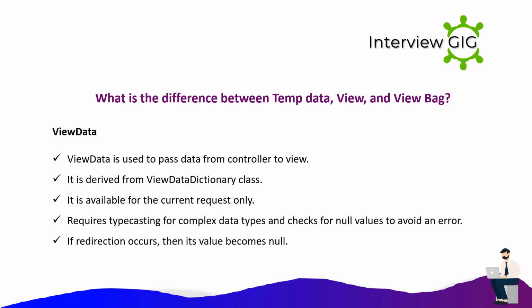What is the difference between TempData, ViewData and ViewBag? ViewData. ViewData is used to pass data from controller to view. It is derived from the ViewDataDictionary class. It is available for the current request only. It requires typecasting for complex data types and checks for null values to avoid an error. If redirection occurs, then its value becomes null.